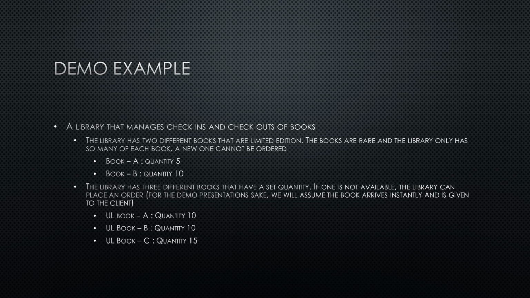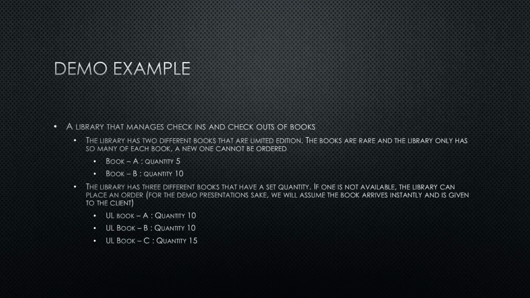As I talked about in my second slide, you can have an implementation of limited resources or unlimited resources. So for my first point, the library has two different books that are limited edition. The books are rare and the library only has so many of each book. A new one cannot be ordered. So this is limited resource. Book A, 5, book B, 10.